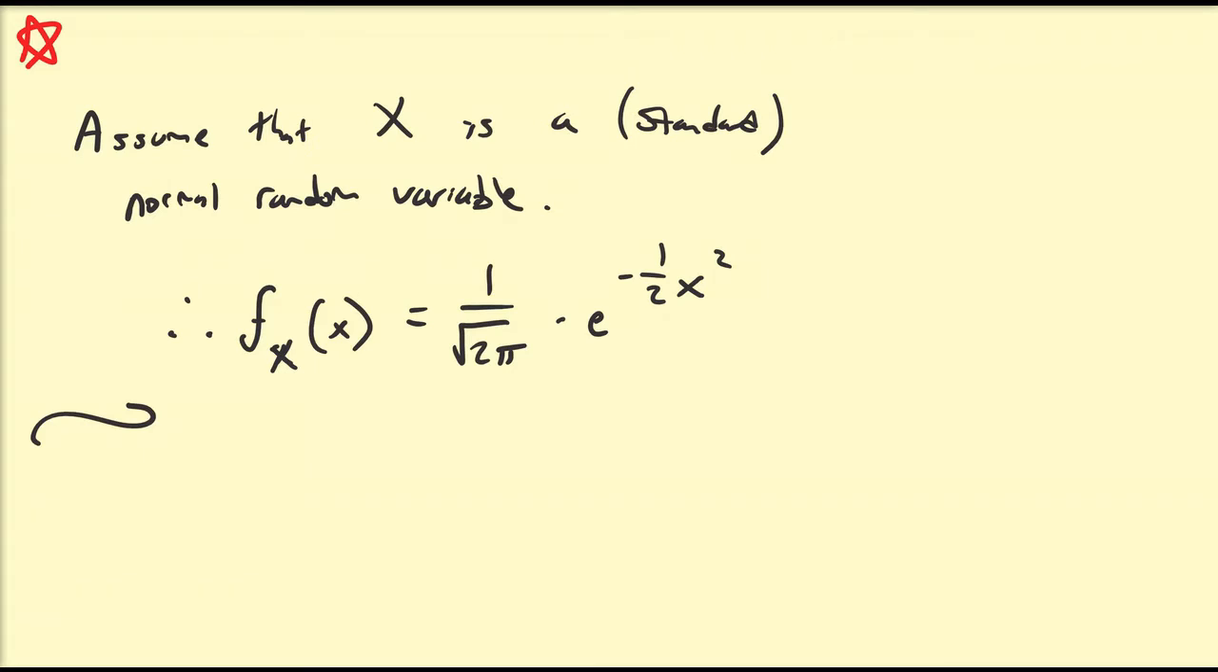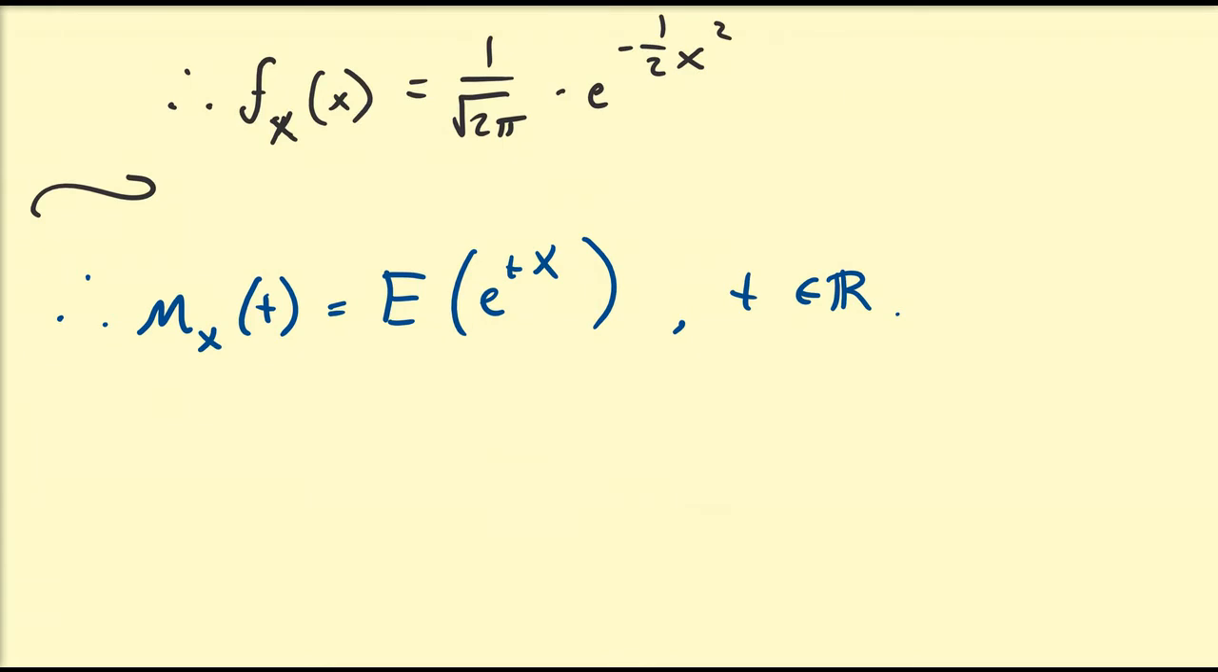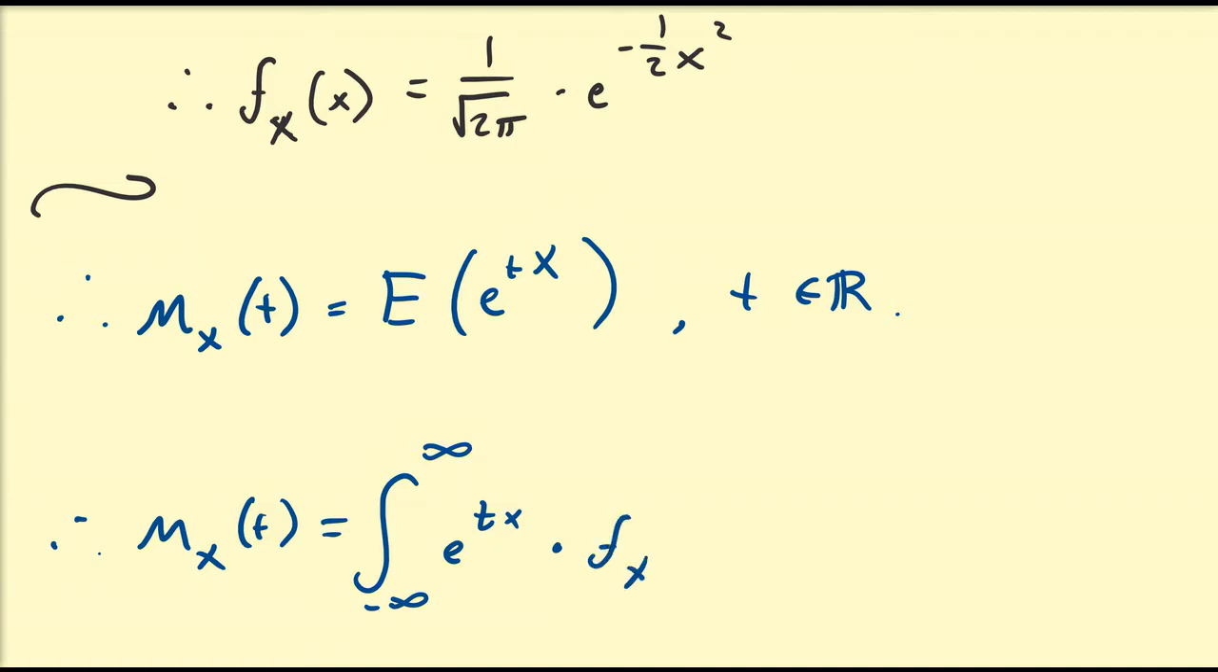As usual with these types of problems, we're going to begin with the definition. By the definition of moment generating functions of parameter t, this is defined to be equal to the expectation of the random variable e^(tX), where t is a real number. If X is a standard normal random variable, then recall the definition for the expectation of a random variable X is the integral from minus infinity to infinity of e to the tx times the PDF, namely f_X(x) dx.